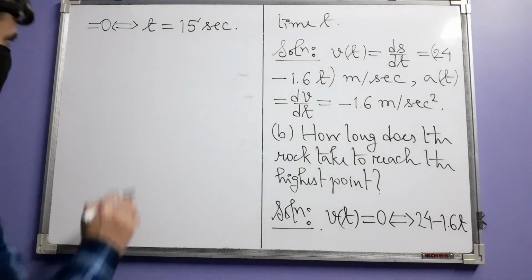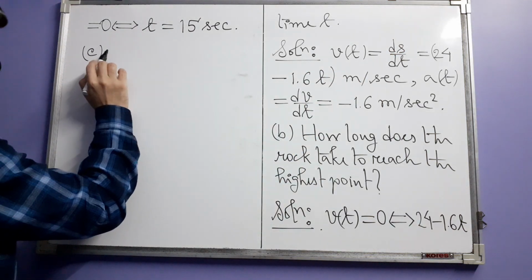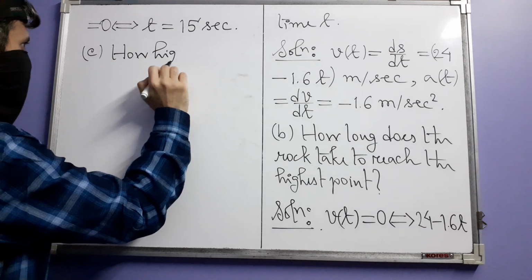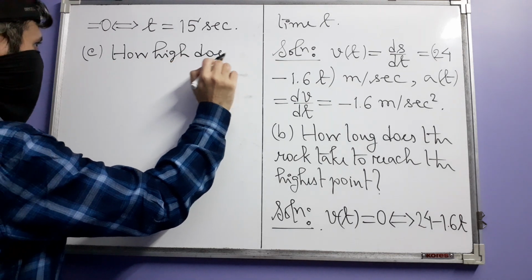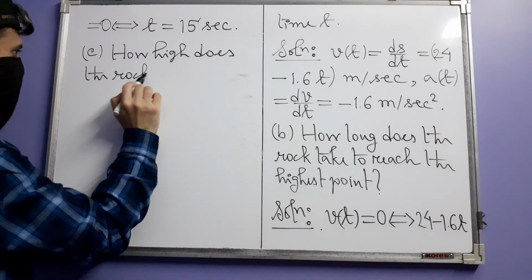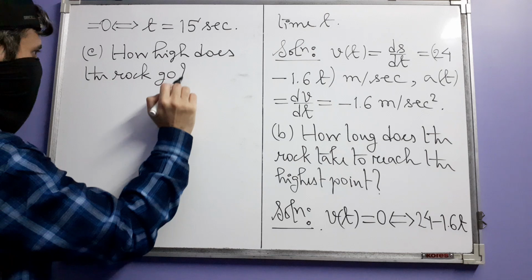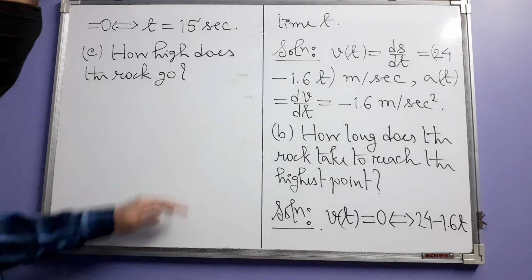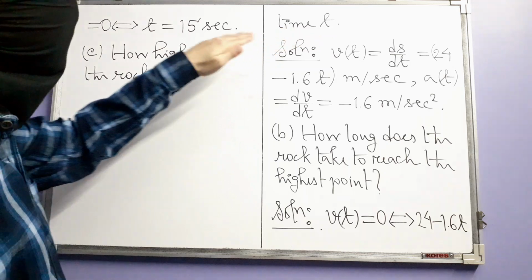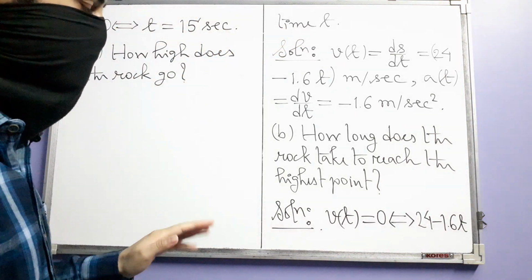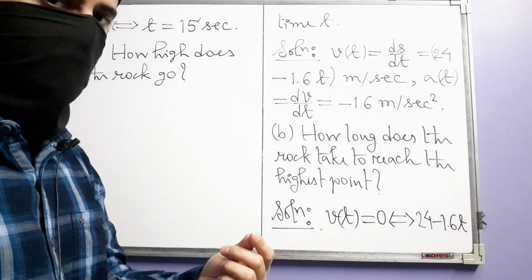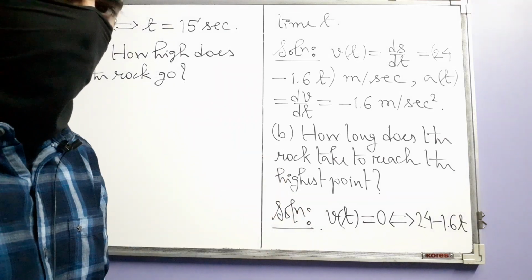Next, C. How high does the rock go? So obviously here we need that height that the rock reaches in 15 seconds. So for that, what should we do? We have to calculate the displacement function by putting t equal to 15. That's it.